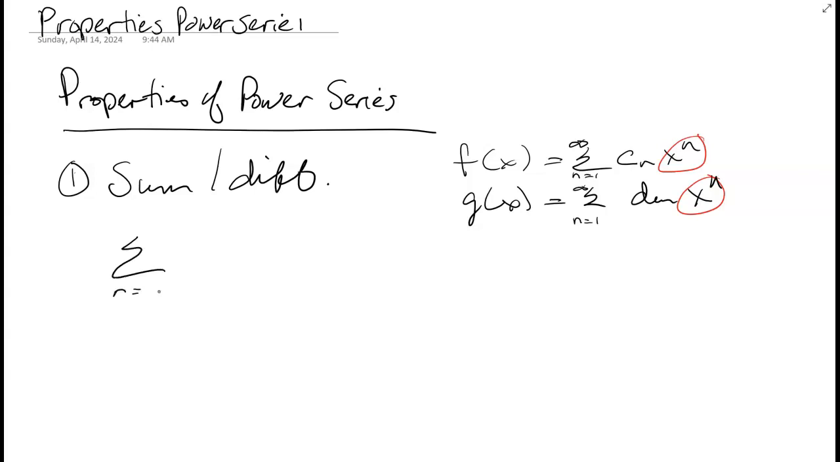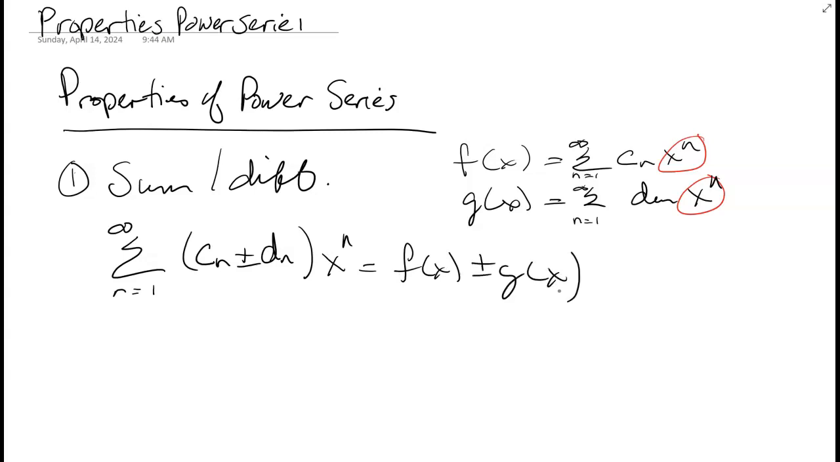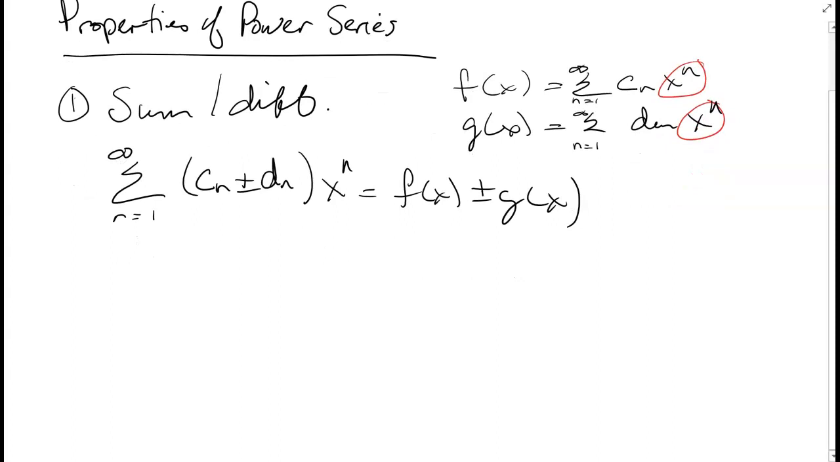You can then just simply take n equaling 1 to infinity, and you can combine them into one series, right? And that's going to be equal to f of x plus or minus g of x. Again, notice what must be the same about the series before you can combine them into one series. That's your first property. Your second property is multiplication.